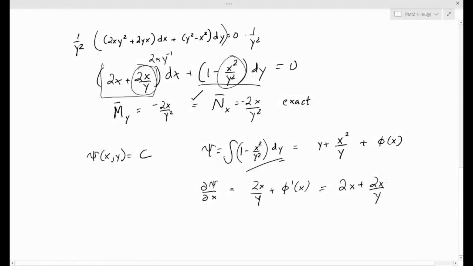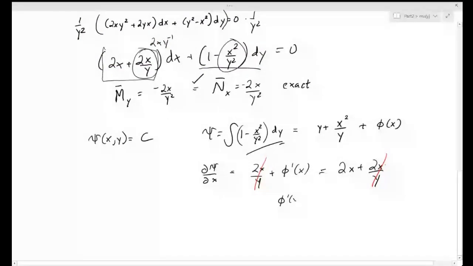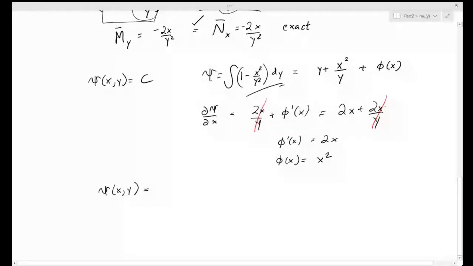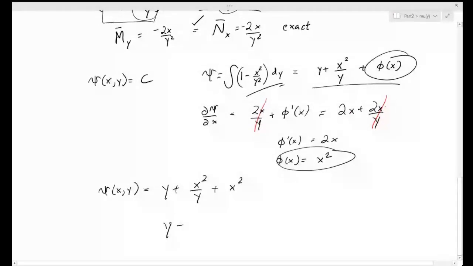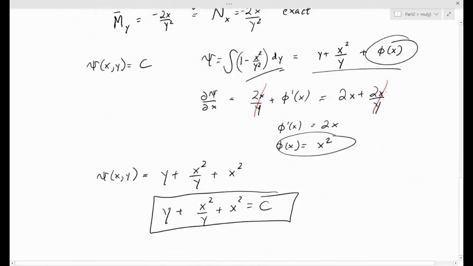Okay, and again, as promised, anything that has a y in it will cancel out. So indeed phi prime as a function of x is a function of just x. And we integrate in order to quickly find what phi is. Okay, and so there we go. We have psi of x and y, sorry, is y plus x squared divided by y plus our function of x, which we discovered is x squared. And a general solution is just a level curve of that function. Okay, cool.